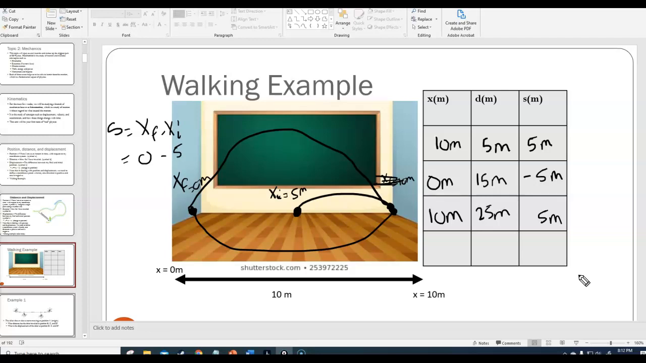Okay, so hopefully that helps you better understand the difference between position, distance, and displacement. We will see distance a little bit, but primarily we'll be working with position and displacement. Okay, so pause there if you need to look at that some more. Okay, so let's do one more quick example involving distance and displacement.